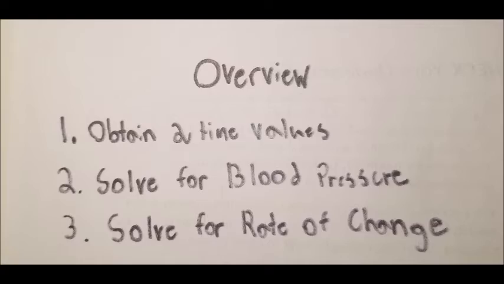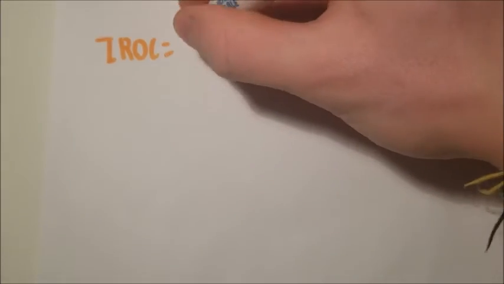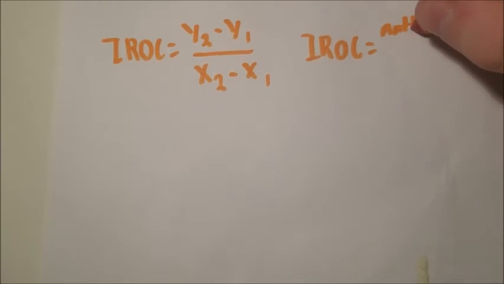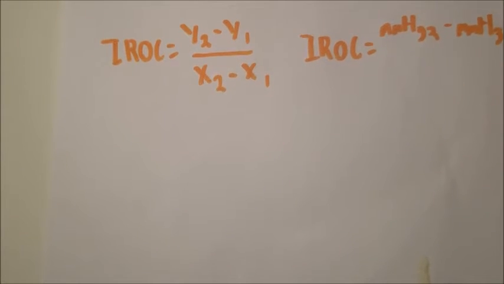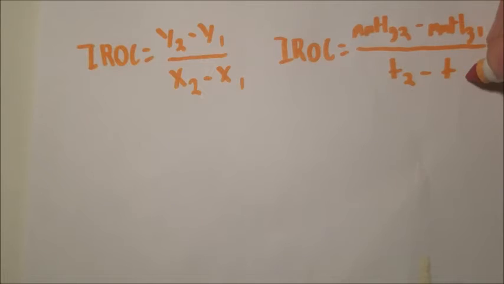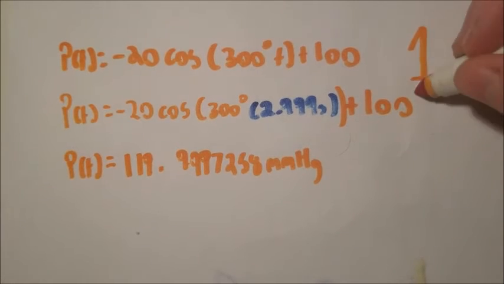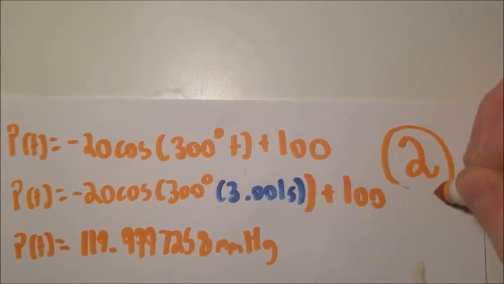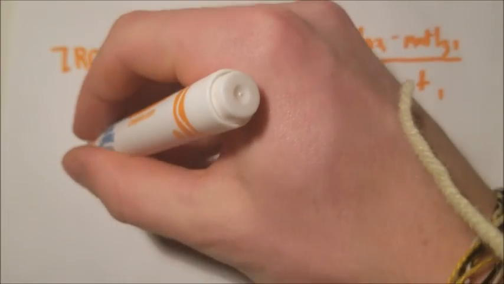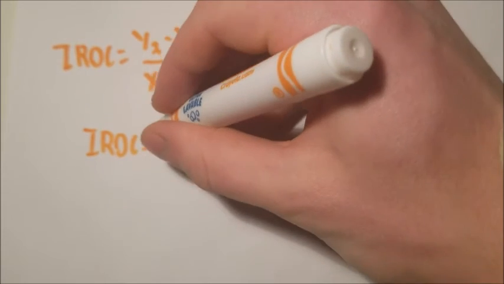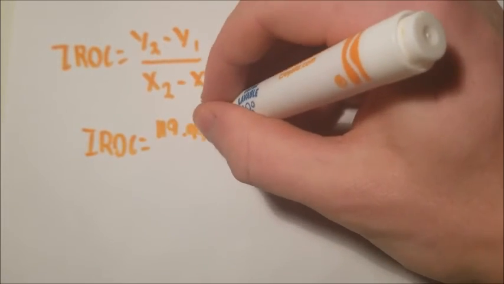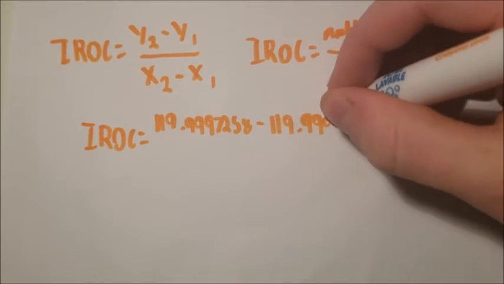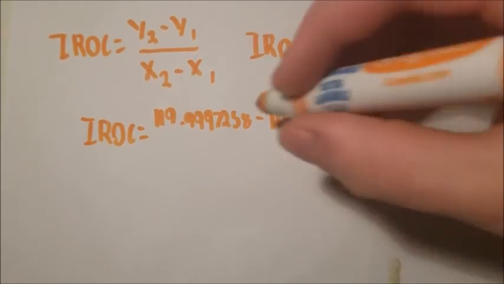Next, we will solve for our IROC value. When solving for rate of change, we will use the equation y2 minus y1 over x2 minus x1. However, in our case, we will use millimeters of mercury 2 minus millimeters of mercury 1 over T2 minus T1. Now be sure not to mix up your values. Because we labeled our solutions process 1 and 2, it helps to clear up any confusion on this step. So sub in our millimeters of mercury value from our second equation and subtract the millimeters of mercury value from our first equation. Then take the time value from the second equation and subtract the time value from our first equation.